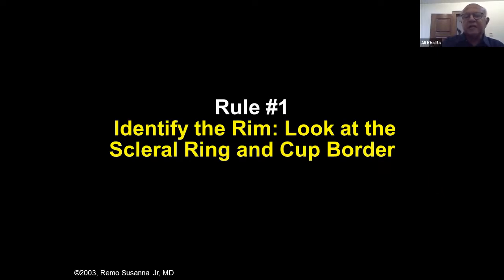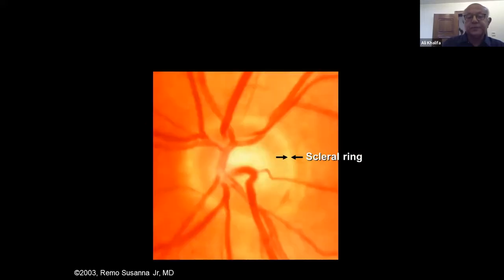Rule 1, identify the rim. Look at the scleral ring and the cup border. This is the scleral ring, the whitish ring around the optic disc between it and the retina. And this is the cup border. Where is the cup border? It is the first bend of the blood vessels inside the optic nerve. This is very important to locate. The first bend inside the optic nerve head.